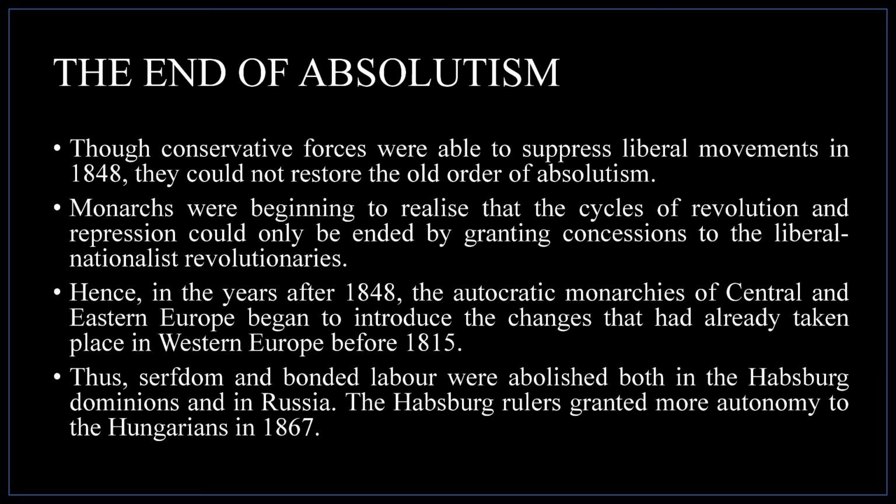The Habsburg rulers granted more autonomy to the Hungarians as well in 1867. In Central and Eastern Europe, the conservatives managed to hold on to their power even after 1815 and 1830. However, they had to grant many rights to the liberals during this time. They abolished the feudal system and introduced reforms in education and in food distribution. Thus, even though monarchies continued in these regions, they could no longer exercise absolute power over the people.